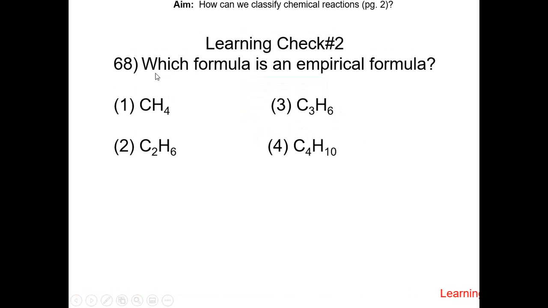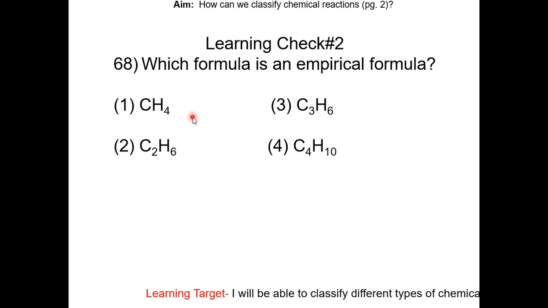Learning check number 2. Which formula is an empirical formula? Pause this video and resume once you complete it. So an empirical formula is the simplest ratio. Therefore, it cannot be divided any further. So if we look at all these examples, choice 1 is the only example with a greatest common factor of 1. So the answer is choice 1.